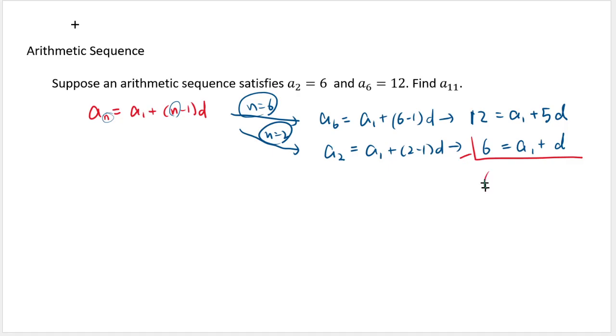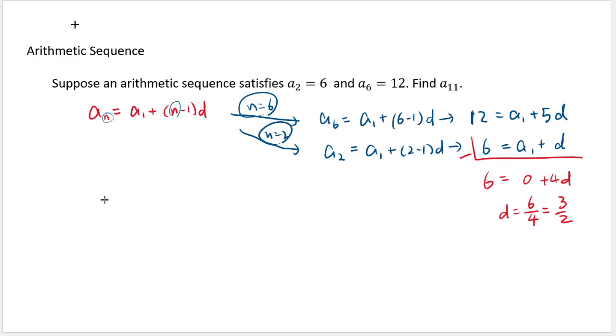And 12 minus 6 is 6. a1 minus a1 is 0. See how nice that is? You end up with an equation for just d. So 5d minus d gives you 4d. And therefore d is equal to 6 over 4. And you should probably simplify, because if you don't, then it gets messier. Okay, so they're both even numbers, so you can divide top and bottom by 2. You get 3 over 2.